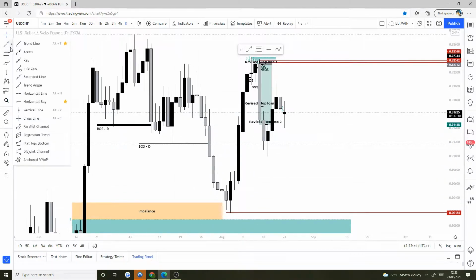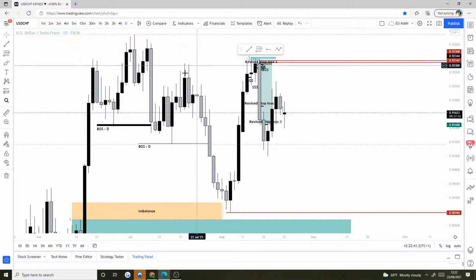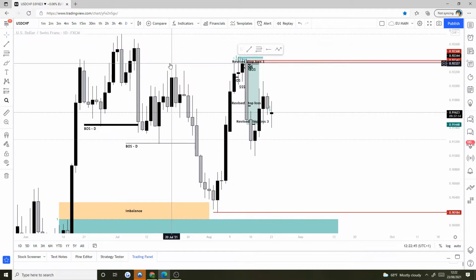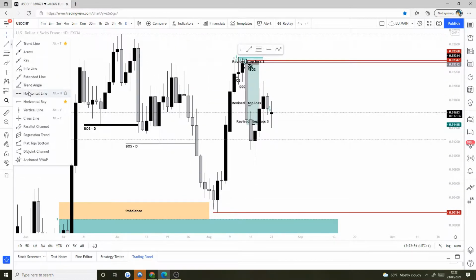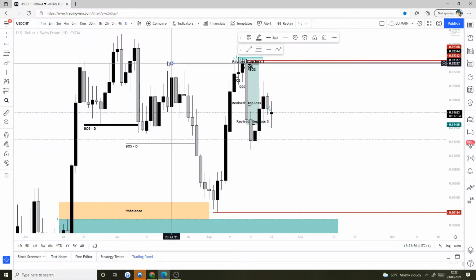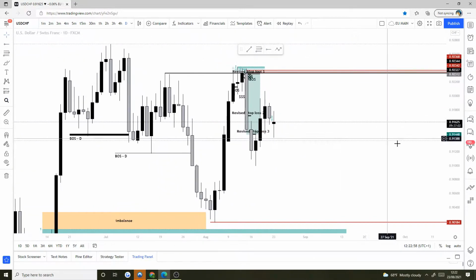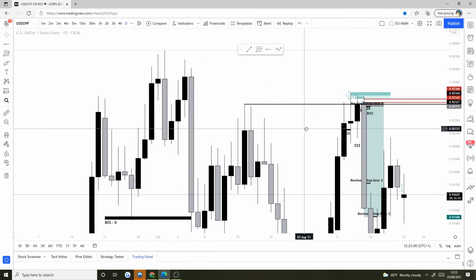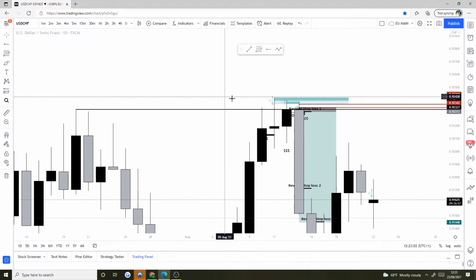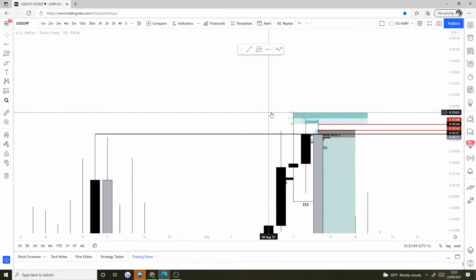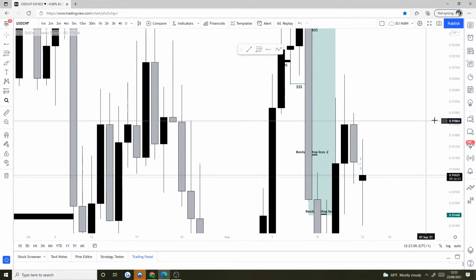Now, once I've identified my two breaker structures, I'll always look for the range which caused the breaker structure. So clearly this is the low and this is the high, the point that caused the breaker structure. So if we put a horizontal ray across there, we can just basically see that relative to the high of the range, this never actually got broken on the daily range.